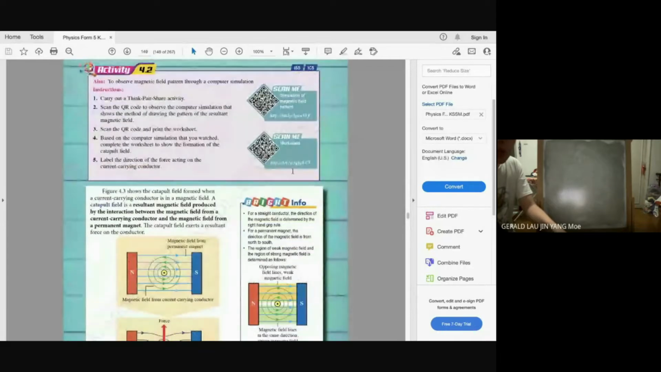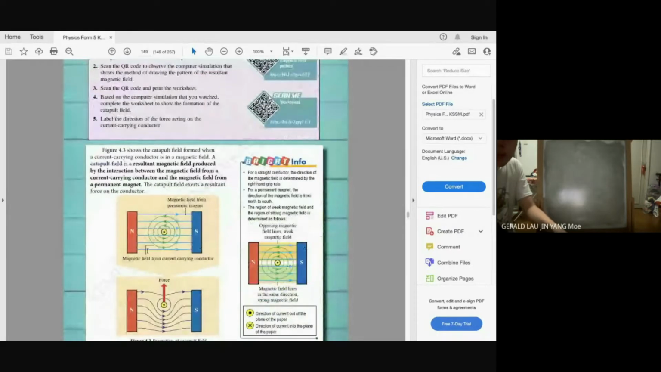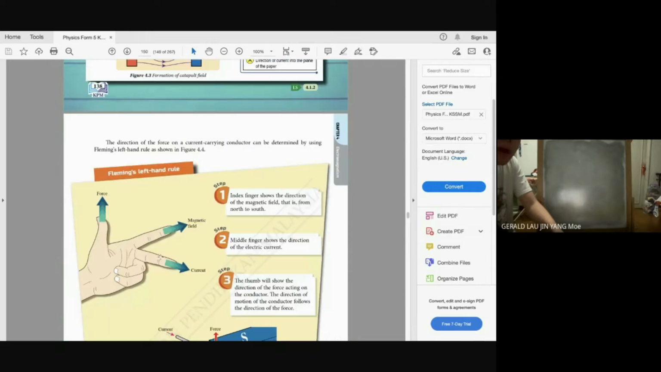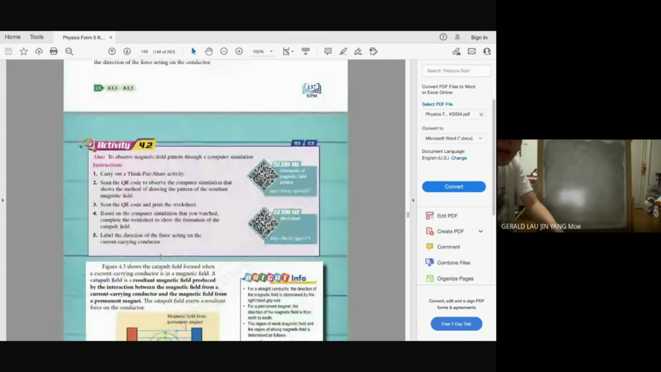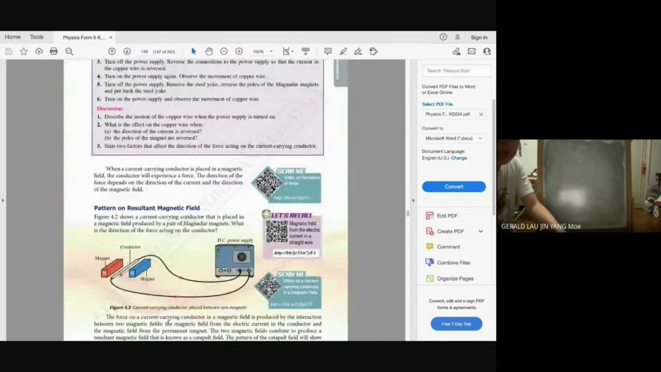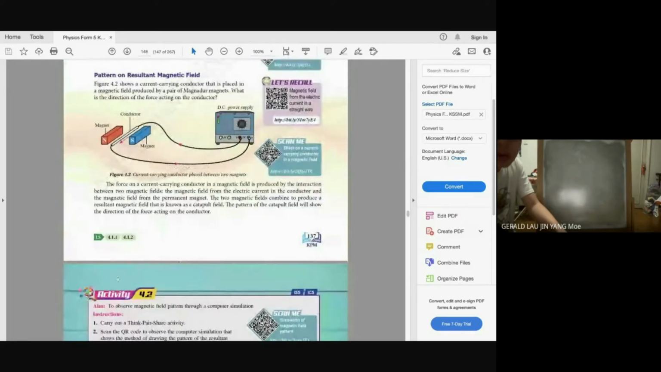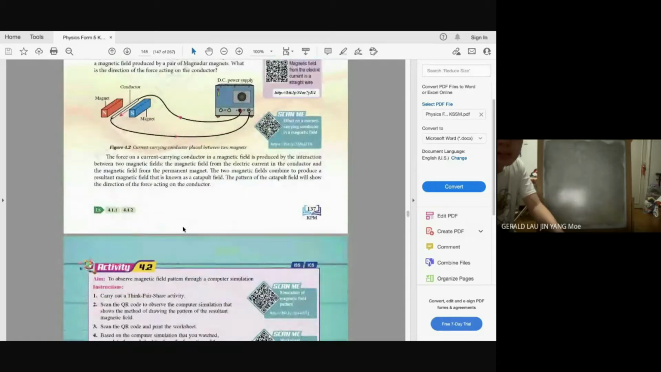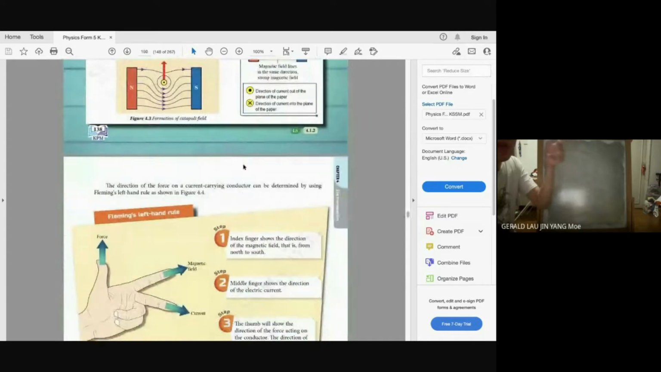Okay, so you have your right hand grip rule to determine the magnetic field. But what if from here, I want to find out the direction of the force? If you want to draw the catapult field, it's possible, but it takes quite a long time. So the easier way is you use Fleming's left hand rule. Remember, when there's a power supply or battery and it is a current, it's not an induced current, it's a current with the battery and power supply, you will use your left hand rule.